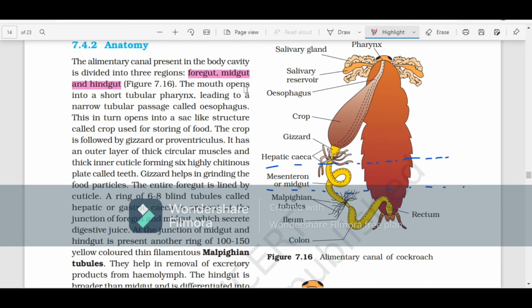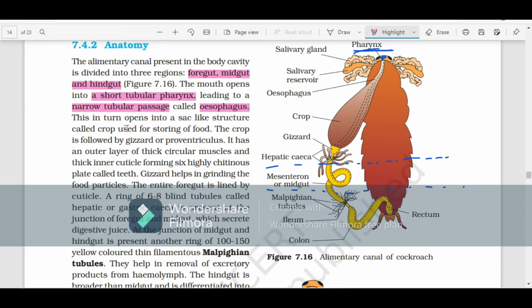The mouth opens into a short tubular pharynx. If you see here, the pharynx is there. That'll be the mouth incising region, and then there'll be a short tubular pharynx, leading into a narrow tubular passage called the esophagus. The pharynx is short while the esophagus is a narrow tubular passage, right from here to here.